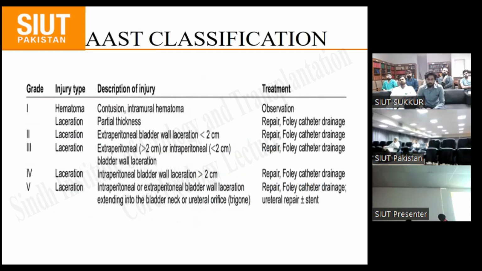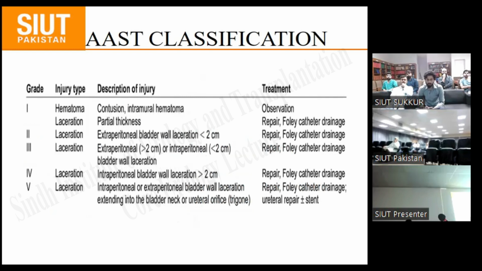This is the American Association for the Surgery of Trauma classification, how we classify the bladder injury. It is classified from grade 1 to grade 5. In grade 1, there is just a hematoma or a partial thickness laceration of the bladder. The hematoma is an intramural hematoma.